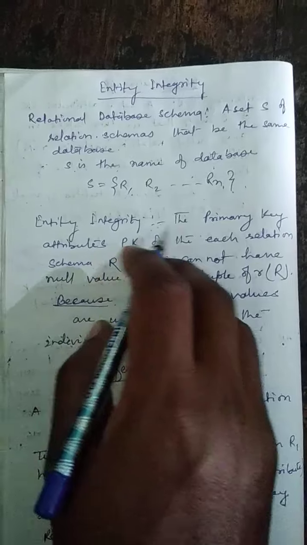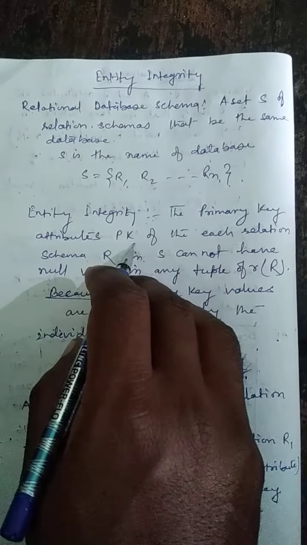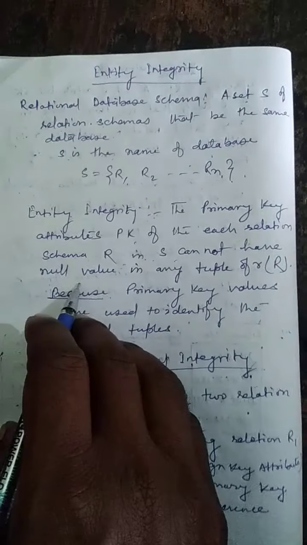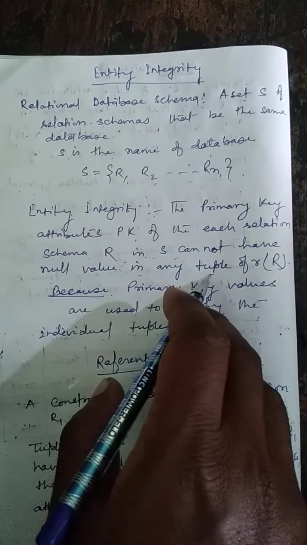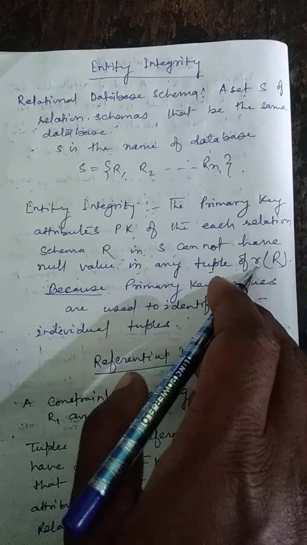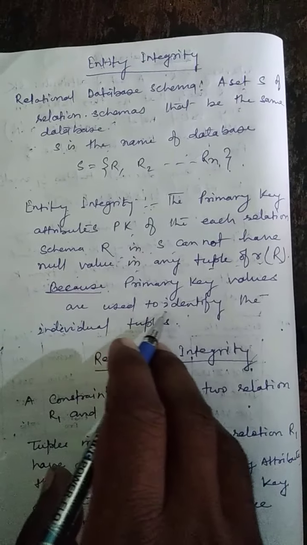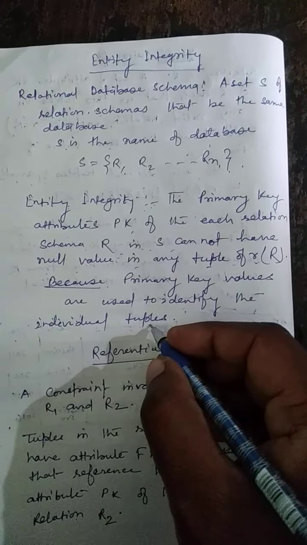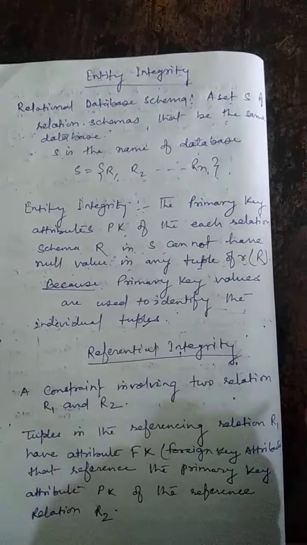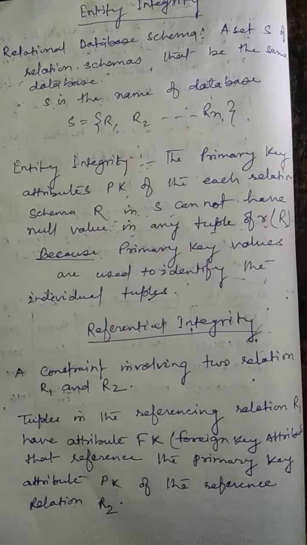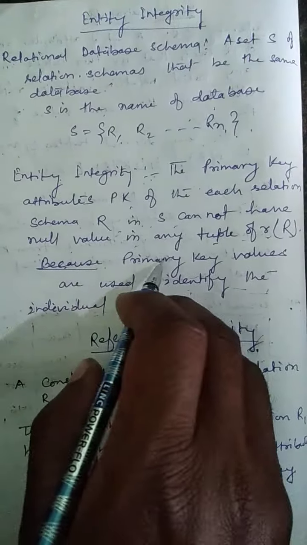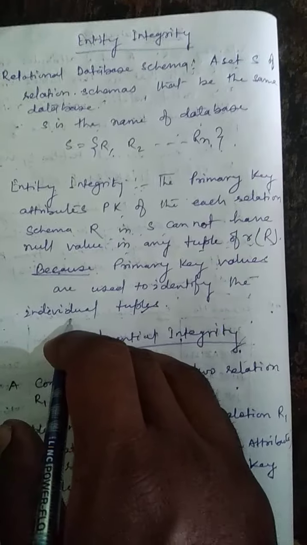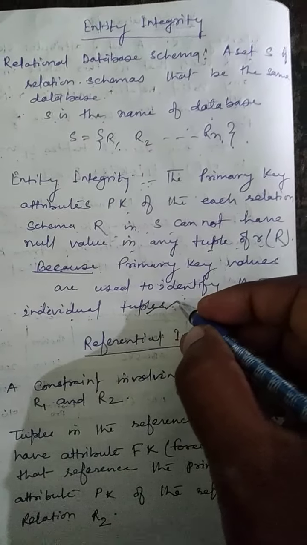Entity integrity: the primary key attributes PK of each relation schema R in S cannot have null values in any tuples of R, because primary key values are used to identify the individual tuples.